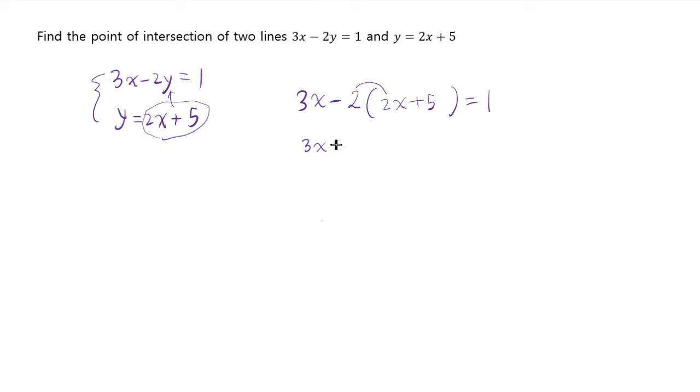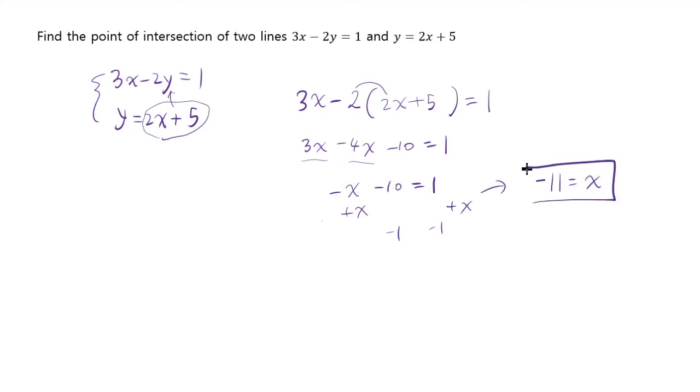2 times 2x, that's negative 4x, right? Negative 2 times 5 is negative 10, and is equal to 1. 3x minus 4x, these are called like terms. 3 minus 4 is negative x. And then I can add x to both sides and subtract 1 from both sides, which gives you negative 11 equals positive x. And that's nice because now I have the value of x, which is negative 11.